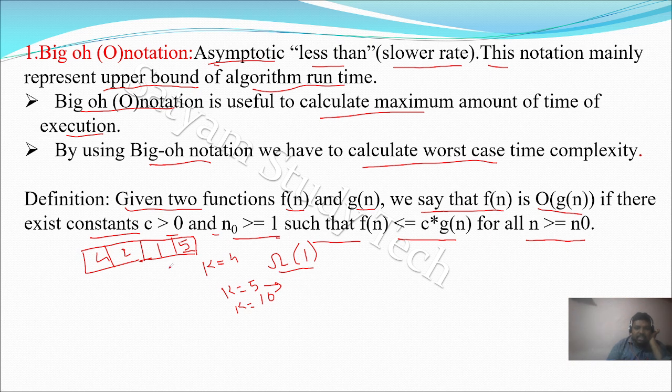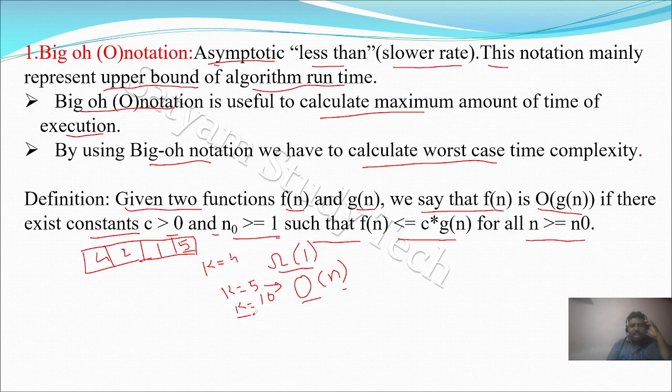Here this array consists of n elements, so it depends on the input. So here it is big O of n. So this is the worst case time complexity. More than that it is not possible. So for any number of elements you consider, the worst case time complexity is big O of n.